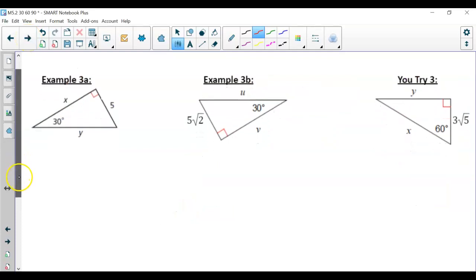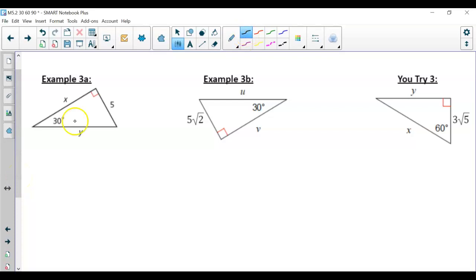So now our last example, and you try here. Again, notice the short leg is given to us. This is 5, which means that the longer leg is 5 times radical 3. Then the hypotenuse is, we always take our short leg and multiply by 2. So y is equal to 10.